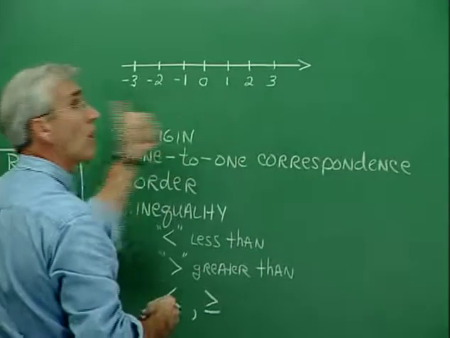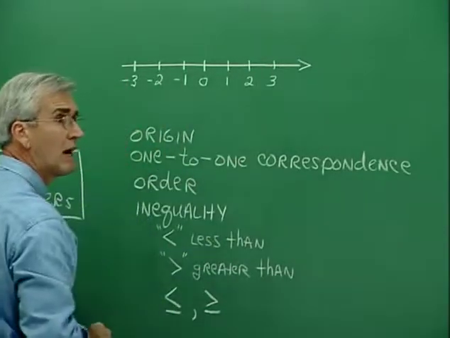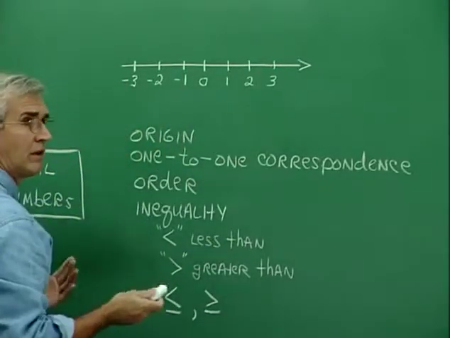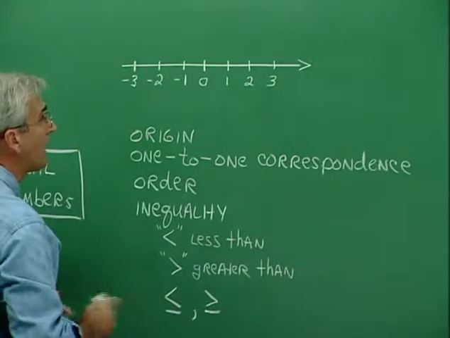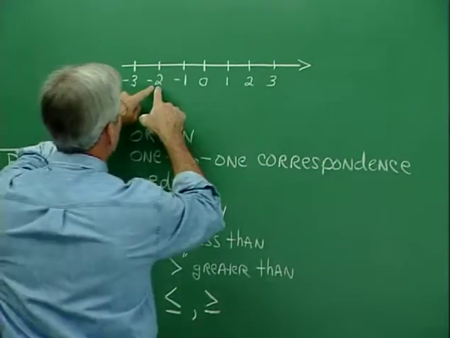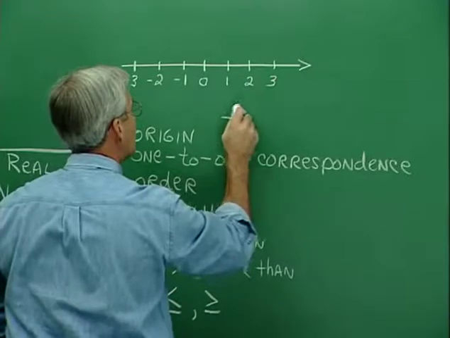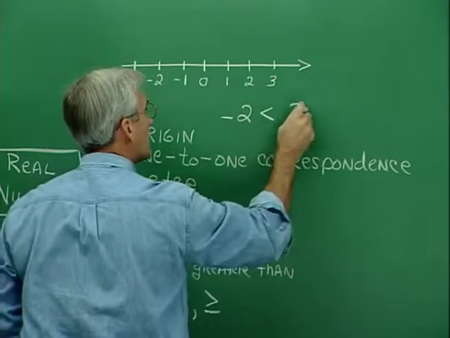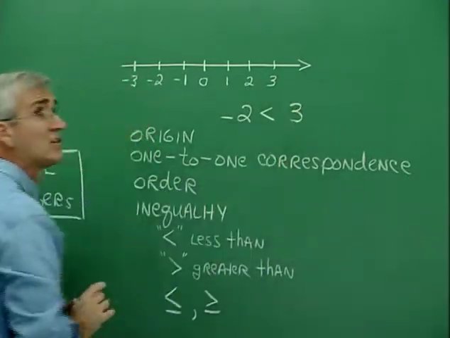Numbers that lie to the left are less than numbers that lie to the right. Now, you may recall that there are a couple of little symbols for greater than and less than. And if we're talking about -2 and 3, we say that -2 is less than 3.